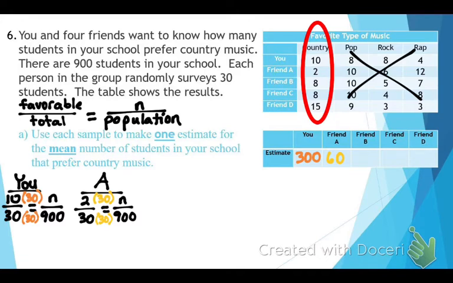Who would like to help me with friend B? Christopher, how would I do friend B? 2 over 30 equals n over 900. Okay, how many did friend B get? 8. There we go. That's what we're going to focus on. 8 over 30 equals n over 900. What was our missing link? How do I get from a 30 to a 900? Times by 30. We'll also multiply the top by 30, and what do you get? 240.